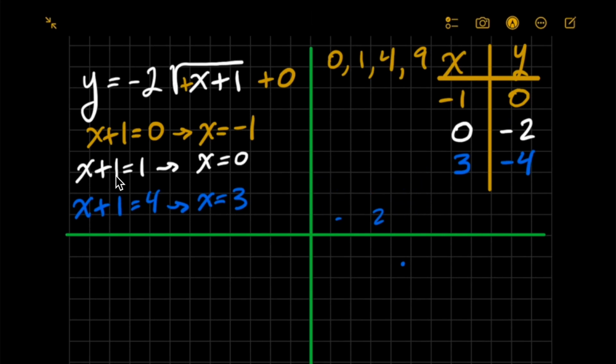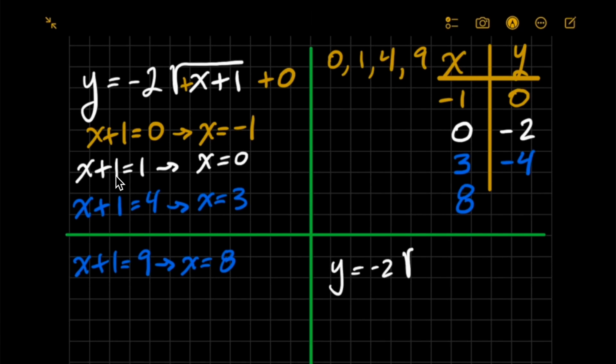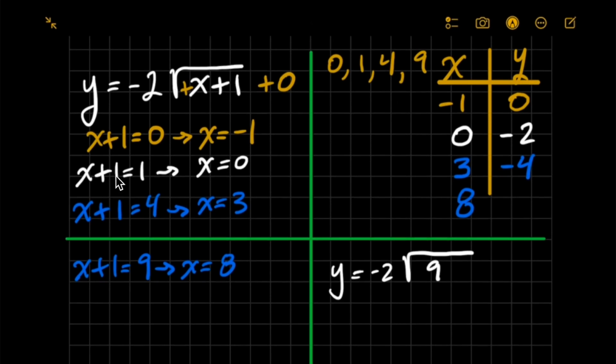Let's finalize by getting our radicand equal to one last perfect square. Okay, now we're going to do f of 8. If we plug in 8 to our equation, we're going to get y equals negative 2 times the square root of 8 plus 1, which is 9, plus 0. y equals negative 2 times the square root of 9, which is 3. y equals negative 6. Okay, this should be more than enough of a table to plot our graph.